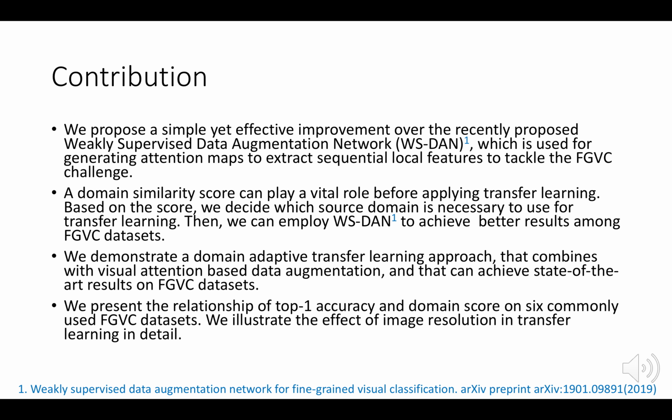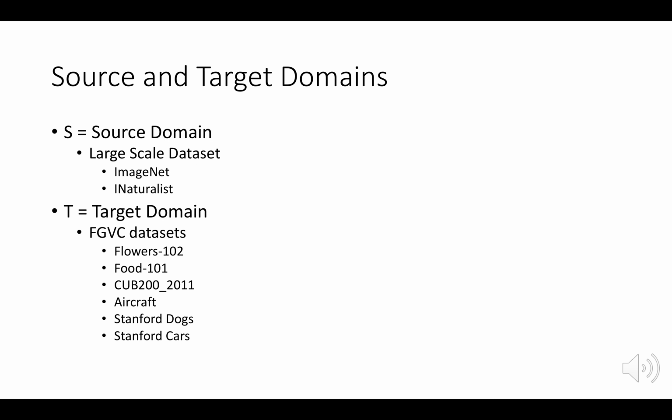So we present the relationship of top 1 accuracies and domain score on 6 commonly used FGVC datasets. We illustrate the effect of image resolution in transfer learning in detail.